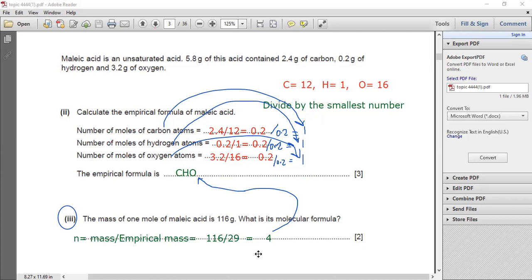It will be C4, H4, O4, and this is the molecular formula. Got it? So if there is a question here, write the mass divided by the empirical mass. After the division, multiply the number with the empirical formula. Any comment from anyone?